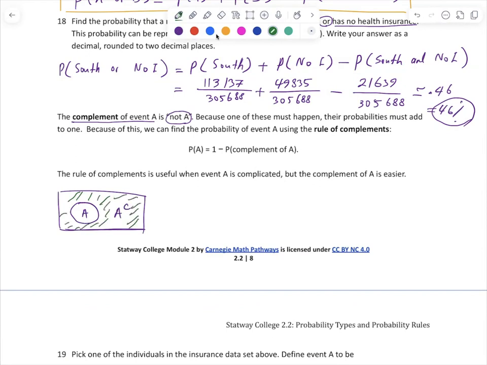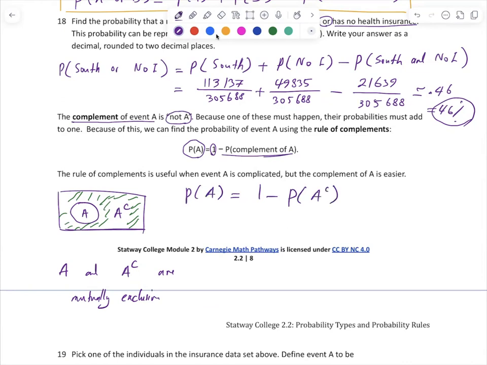A and its complement are mutually exclusive. The probability of event A can be written as 1 minus the probability of A complement. So the probability of A is 1 minus the probability of its complement. If I bring this to the other side, what do I see? I see the probability of event A plus the probability of its complement is equal to 1 all the time.